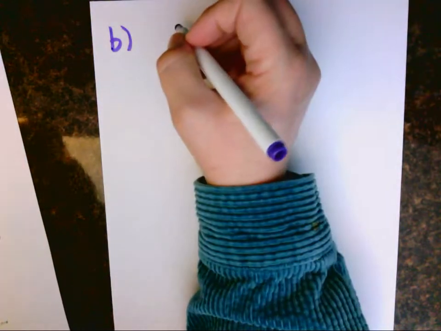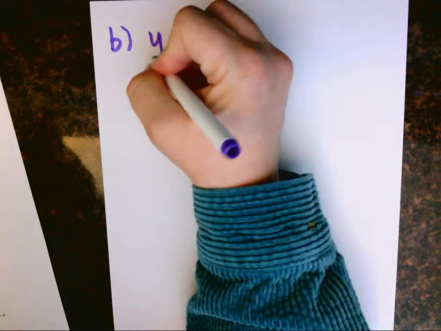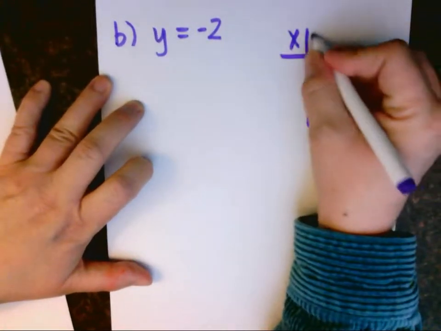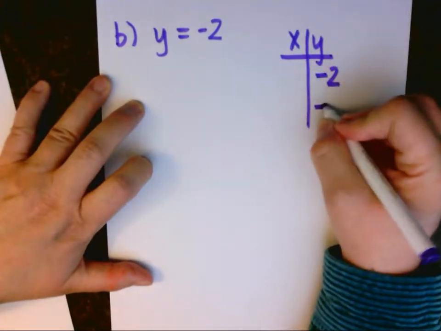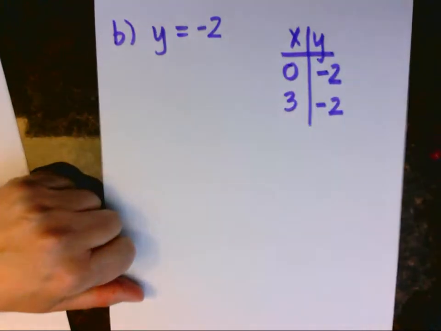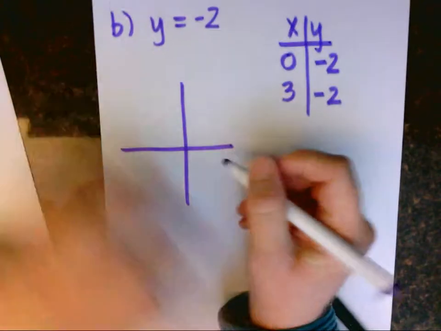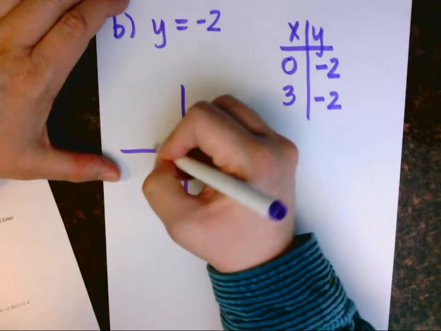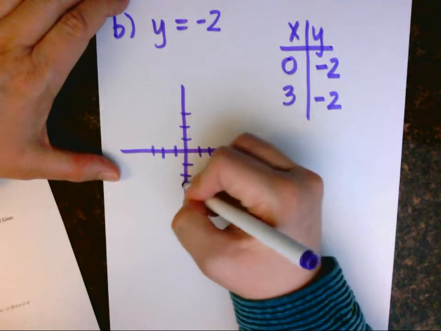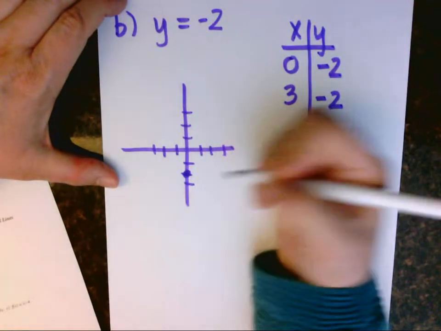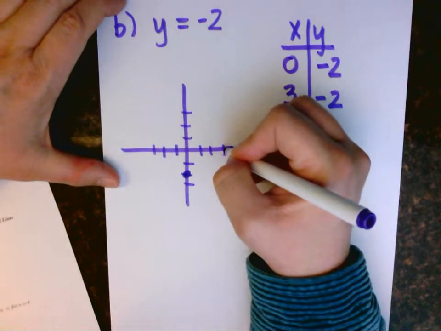Okay, let's go to B. And they want us to graph the vertical or horizontal line y equals -2. So when we make the table here, what's determined is that y has to be -2. X can be anything. I chose a couple of numbers. And now we will make the graph. So I'm going to go to 3 in each direction since that's the largest number I chose. And we want 0, -2 right here. And 3, -2.